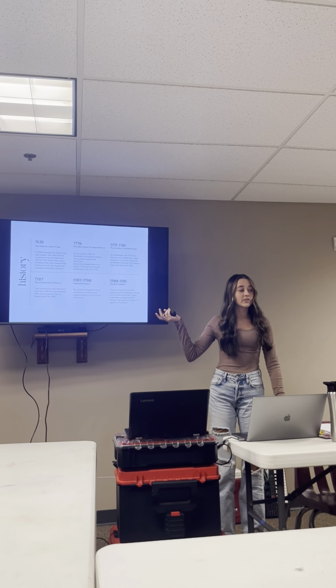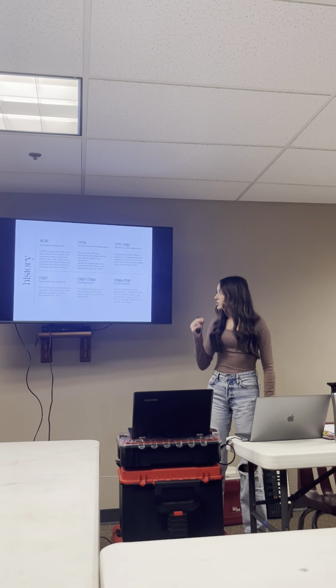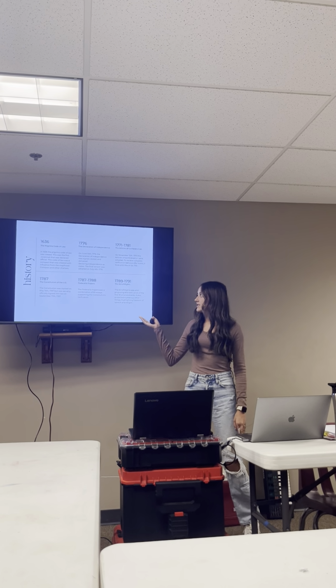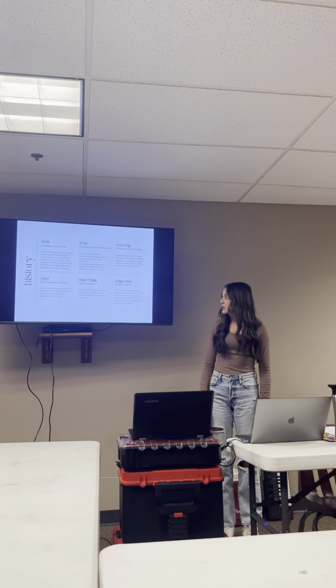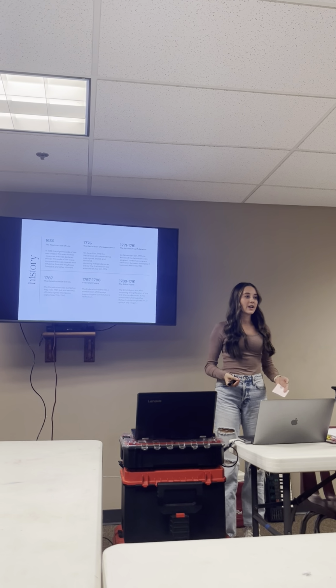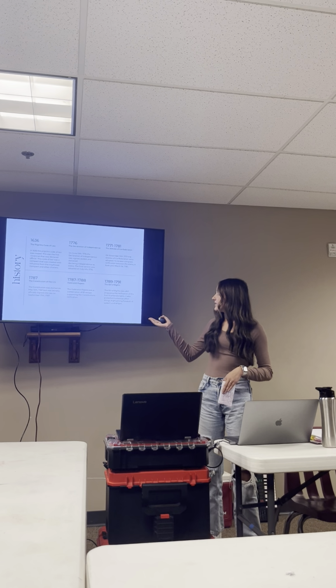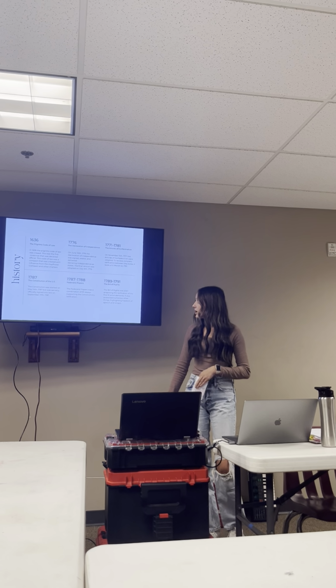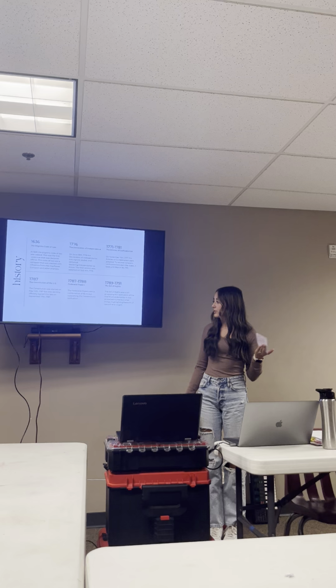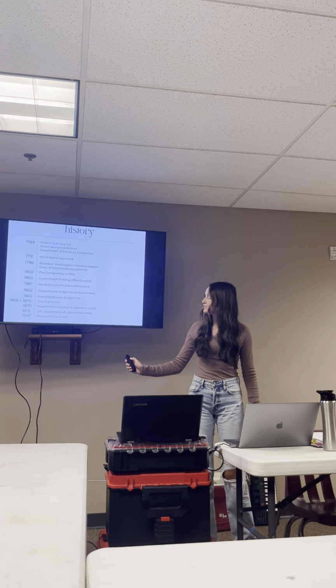1787, the Constitution of the United States was written. 1787, 1788, the Federalist Papers, a combination of 85 essays supporting the ratification of the Constitution. 1789 to 1791, the Bill of Rights was made, proposing the ratification of the first 10 amendments.